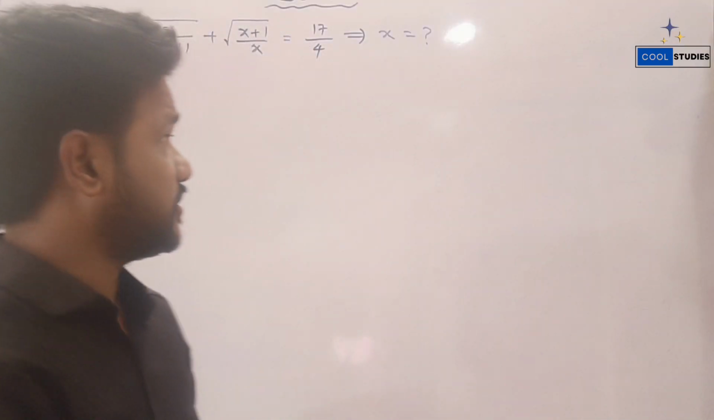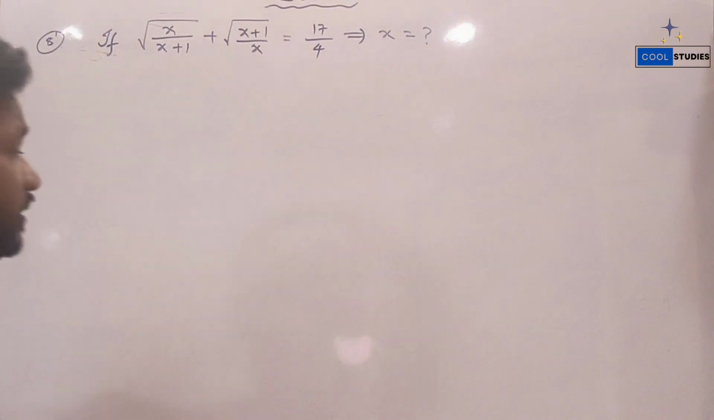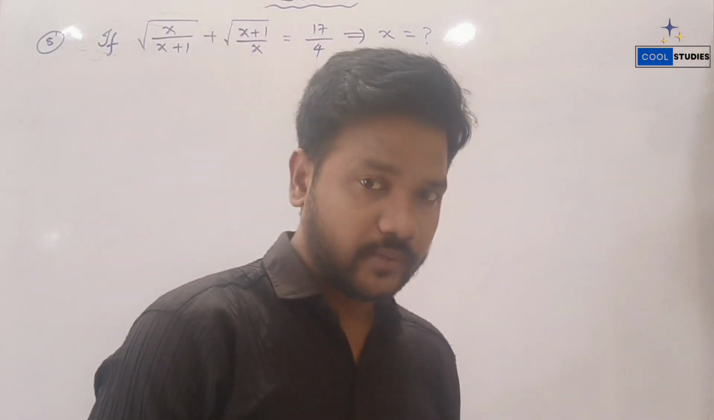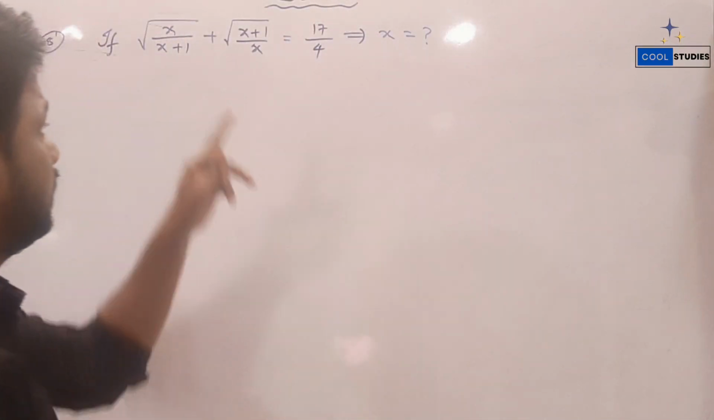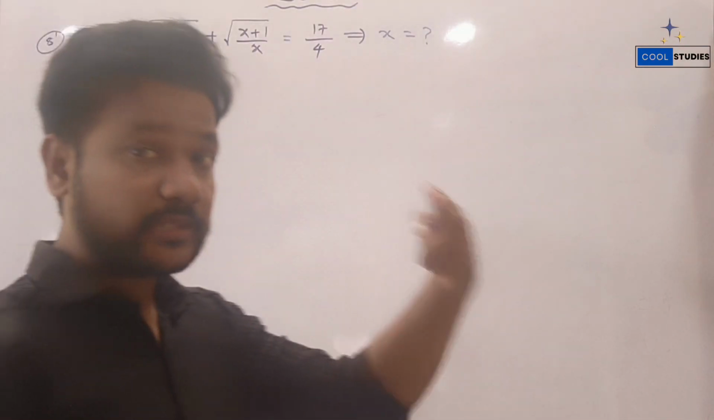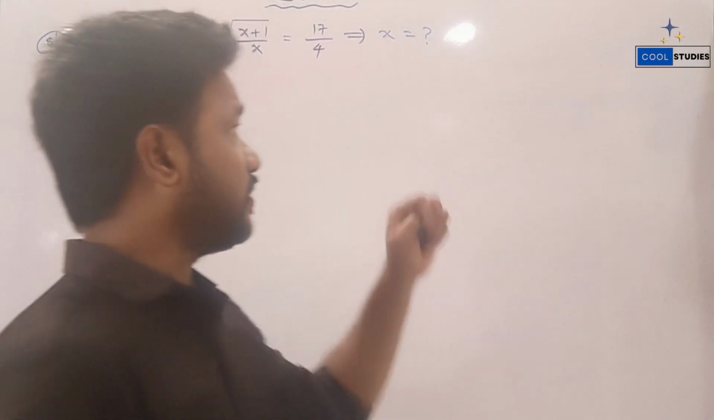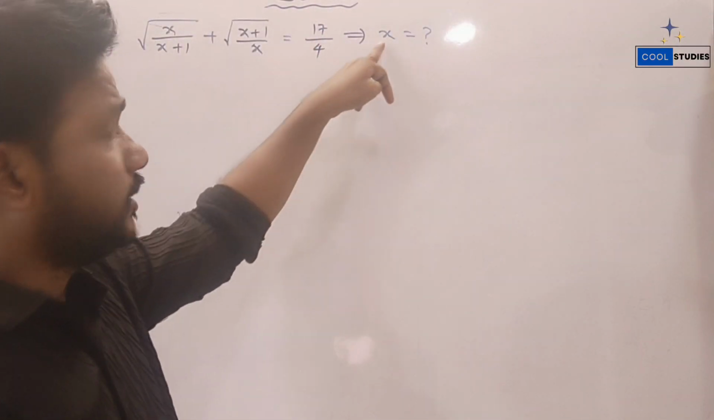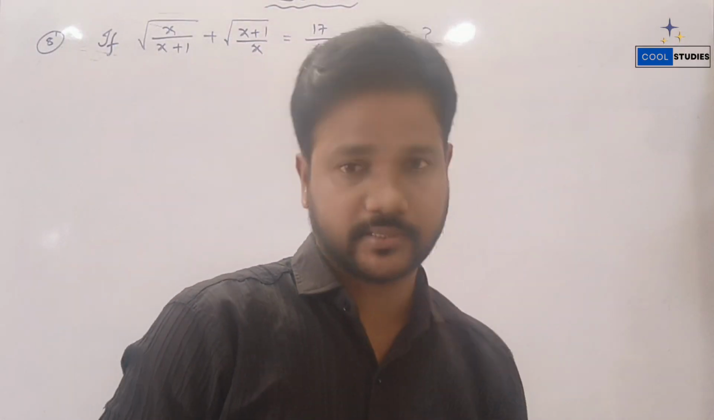Let us come to the next question here. The question is, given that root over x by x plus 1 plus root over x plus 1 by x is equal to 17 by 4, then we have to find the value of x.